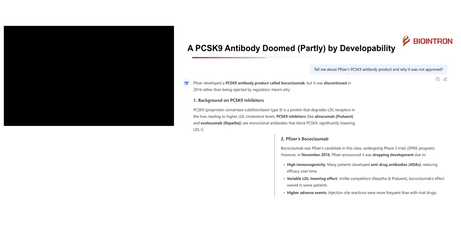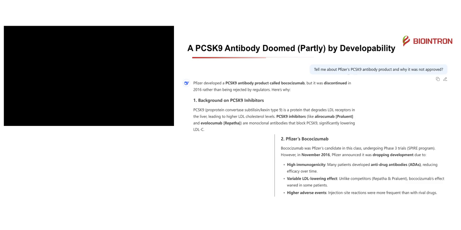This is about a class of antibody. The target is PCSK9, so it's for metabolic disease, and there are already two approved. So I asked DeepSeek: tell me about Pfizer's PCSK9 antibody products and why it was not approved. On this page, they have two antibodies already approved, one by Amgen, the other by Regeneron.